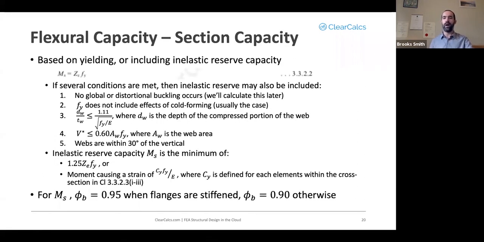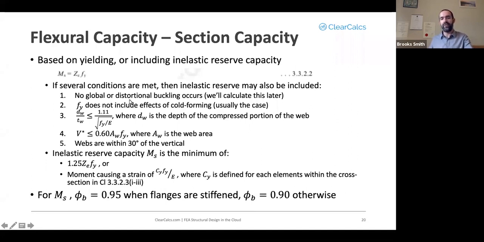So first, you are still going to be using clause 3 for calculating your section capacity. That's based upon yielding and may include an inelastic reserve capacity of its own. Basically, that's your effective section modulus times yield stress, and that's it. If there are several conditions that are met, then you can possibly amplify that with an inelastic reserve. What is inelastic reserve? It's essentially allowing a small proportion of the cross-section to yield in a way that's not going to affect stability, but allows you to get a little bit more capacity than just your pure yield strength.